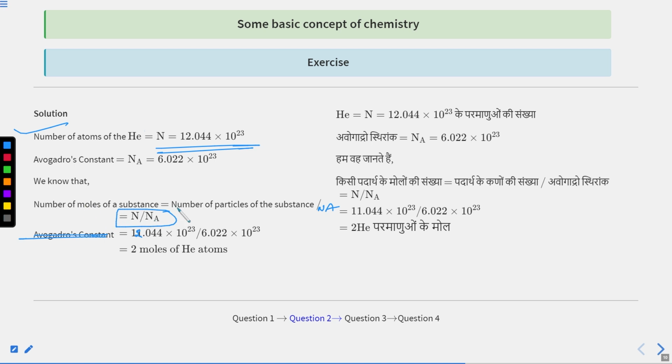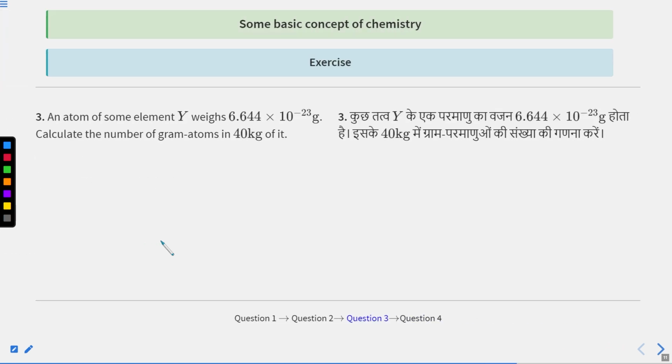The number of moles of a substance is equal to the number of particles of the substance divided by Na. It means you can say N by Na. So the number of moles, n, will be 12.044 into 10 raised to the power 23 divided by 6.022 into 10 raised to the power 23, which is equal to 2 moles of He atom. So 12.044 into 10 raised to the power 23 atoms contain 2 moles of helium atom. I hope this point is clear to everyone, and this question is also clear to everyone.